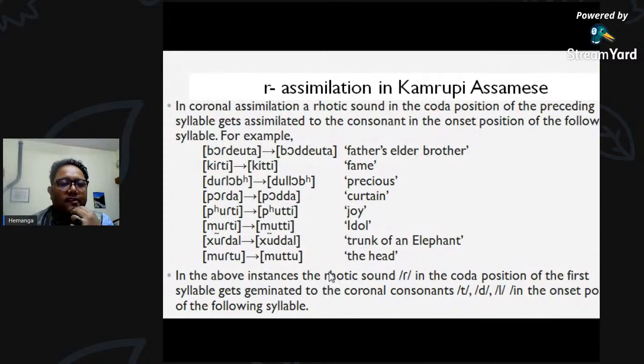In the above instances, the rhotic sound R in the coda position of the first syllable gets assimilated to the coronal consonants T, D, and L in the onset position of the following syllable. Because there are two syllables, the R turns into the stop in conformity with the following onset.